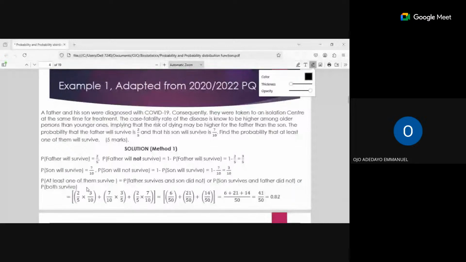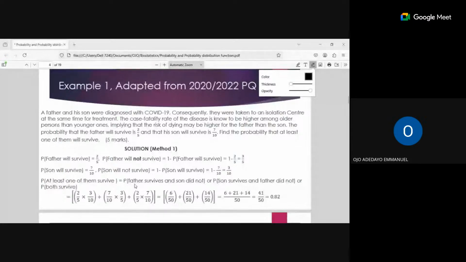Then "or" means addition. Both of them will survive: the probability that the father will survive is 2 over 5 times the probability that the son will survive, which is 7 over 10. So we do 2 multiplied by 3, which is 6, divided by 5 multiplied by 10, which is 50. Plus 7 times 3 is 21, divided by 10 multiplied by 5, which is 50. Plus 2 multiplied by 7 is 14, over 5 multiplied by 10, which is 50.